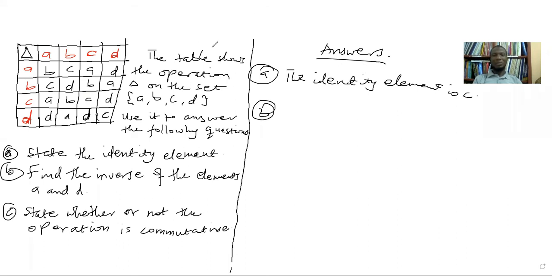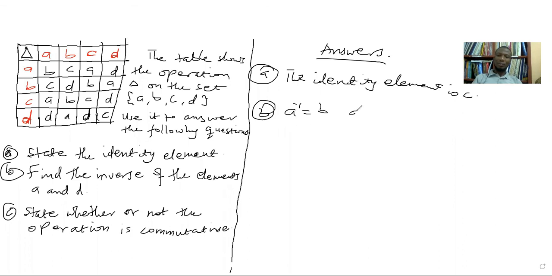Inverse element says that when we operate a number with its inverse, we should get the identity element back. And now we know the identity element to be C. So that means, which number should we operate with A to get C? A delta B gives us C. So it means that the inverse of A is B. A inverse is B because A delta B gives us C, which is the identity element.